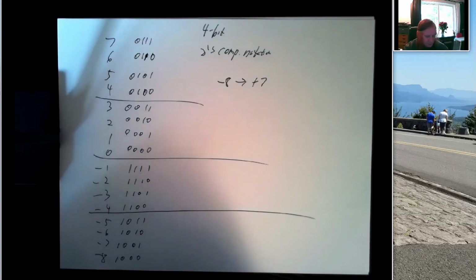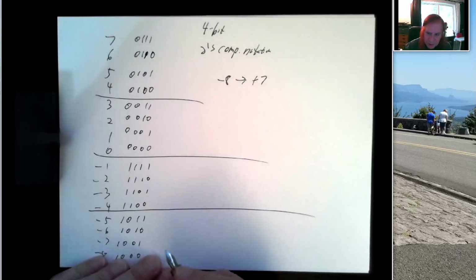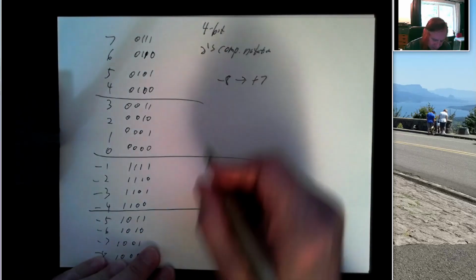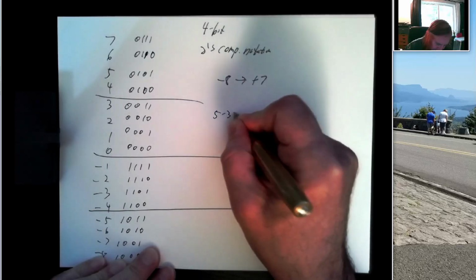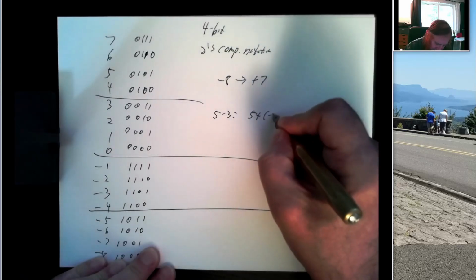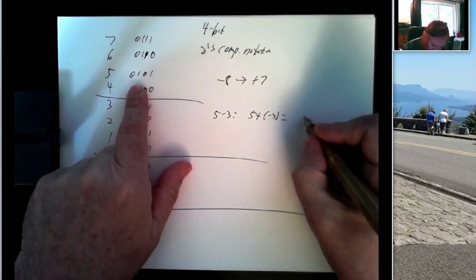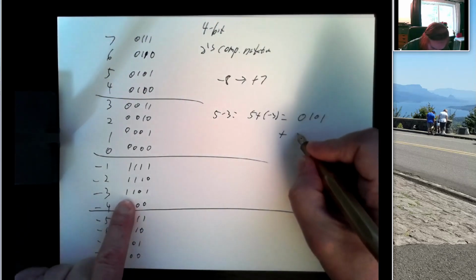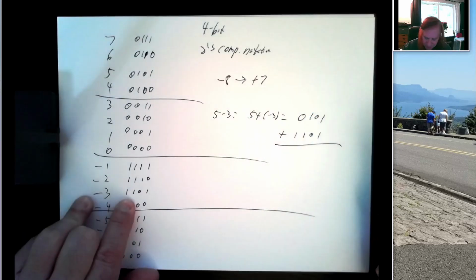All right, so why is this useful? Because with this approach to negatives, subtraction works by addition. So for example, if I want to do 5 minus 3, that's just 5 plus -3. So what's the number 5? 0, 1, 0, 1. What's the number -3? 1, 1, 0, 1. I'm going to do plain old addition.